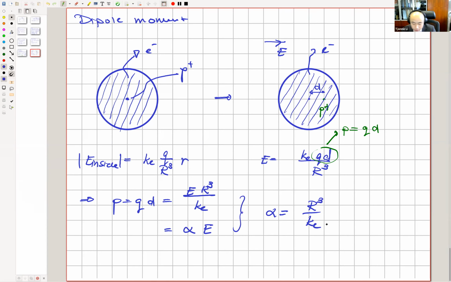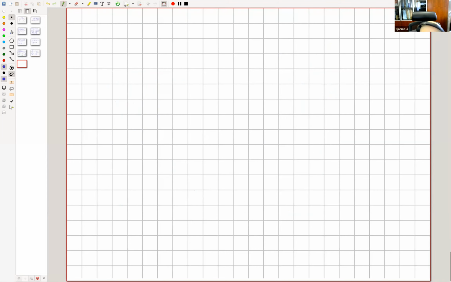So we can have alpha E, where in this case, alpha is just R cubed over k_e. Okay, and so we can already start noticing that if we put some external electric field in this system, then we're inducing a dipole moment. There's this P, just Q times D, that depends on the external electric field.